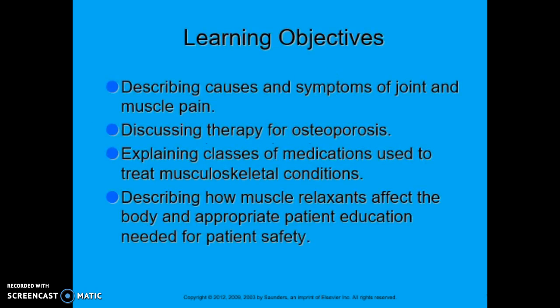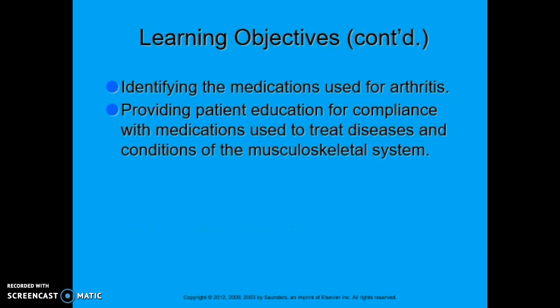Our learning objectives are describing causes and symptoms of joint and muscle pain, discussing therapy for osteoporosis, explaining classes of medication used to treat the musculoskeletal conditions, describing how muscle relaxants affect the body, and appropriate patient education needed for patient safety, identifying the medication used for arthritis, providing patient education for compliance with medications used to treat diseases and conditions of the musculoskeletal system.